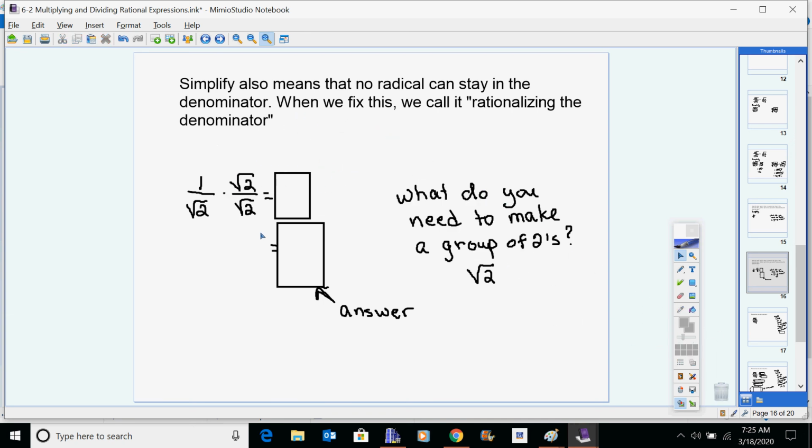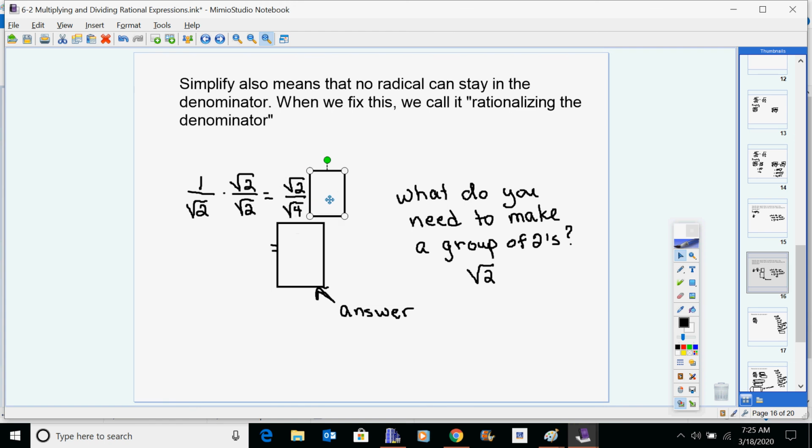So this right here is just a very strange looking 1. Anything over itself gives you 1. So when I multiply by square root of 2 over square root of 2, the result is going to be, and I know we're used to canceling out, but in this case we're not. We're just going to multiply the numerator and get square root of 2.